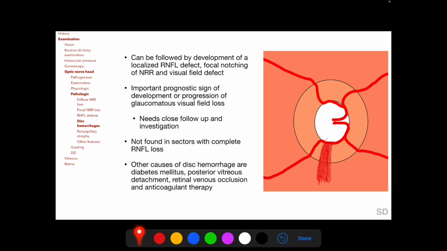Retinal nerve fiber layer hemorrhages can be followed by development of a localized RNFL defect, focal notching of the neuroretinal rim, and a visual field defect corresponding to the notch and the localized RNFL defect. RNFL hemorrhages are considered an important prognostic sign of development or progression of glaucomatous visual field loss, and patients with RNFL hemorrhages need close follow-up and repeat investigations. However, retinal nerve fiber layer hemorrhages are not found in sectors with complete loss of retinal nerve fiber layer and neuroretinal rim.